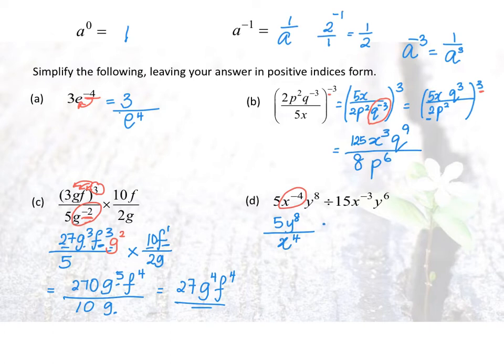Now division, so we do the divide. 15x to the power of negative 3, and y to the power of 6. Now this power negative 3 only belongs to x. So only x needs to move. So what will we have? We will have 15 y to the power of 6 in the numerator, and x to the power of negative 3 now needs to move. So we will have x to the power of 3 in the denominator.